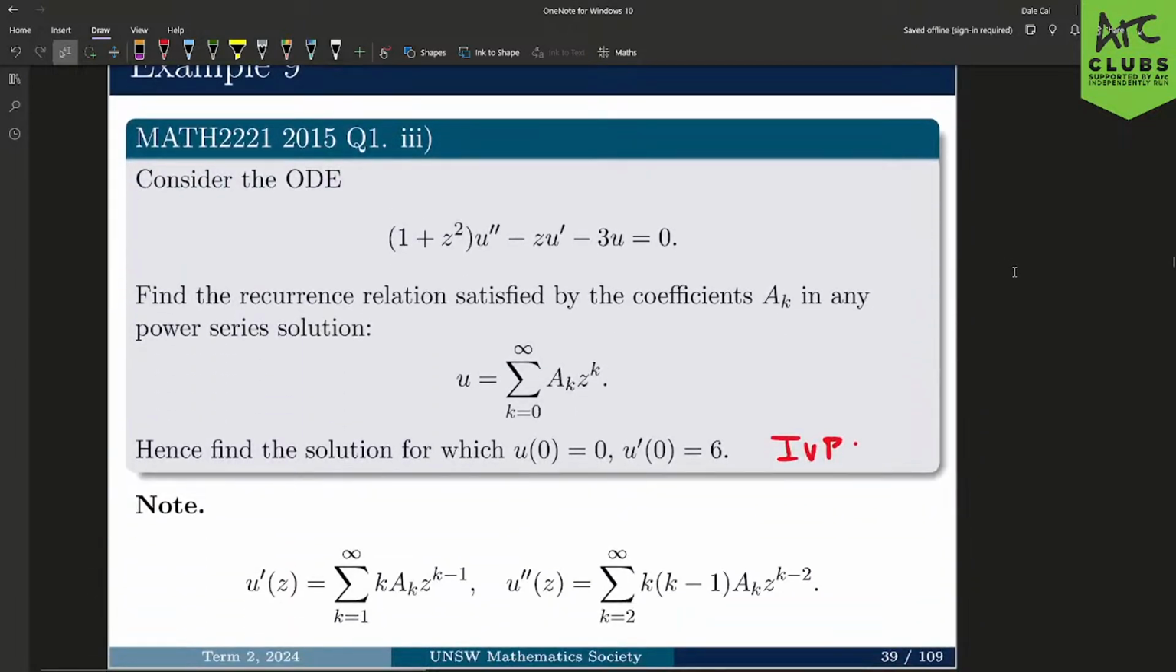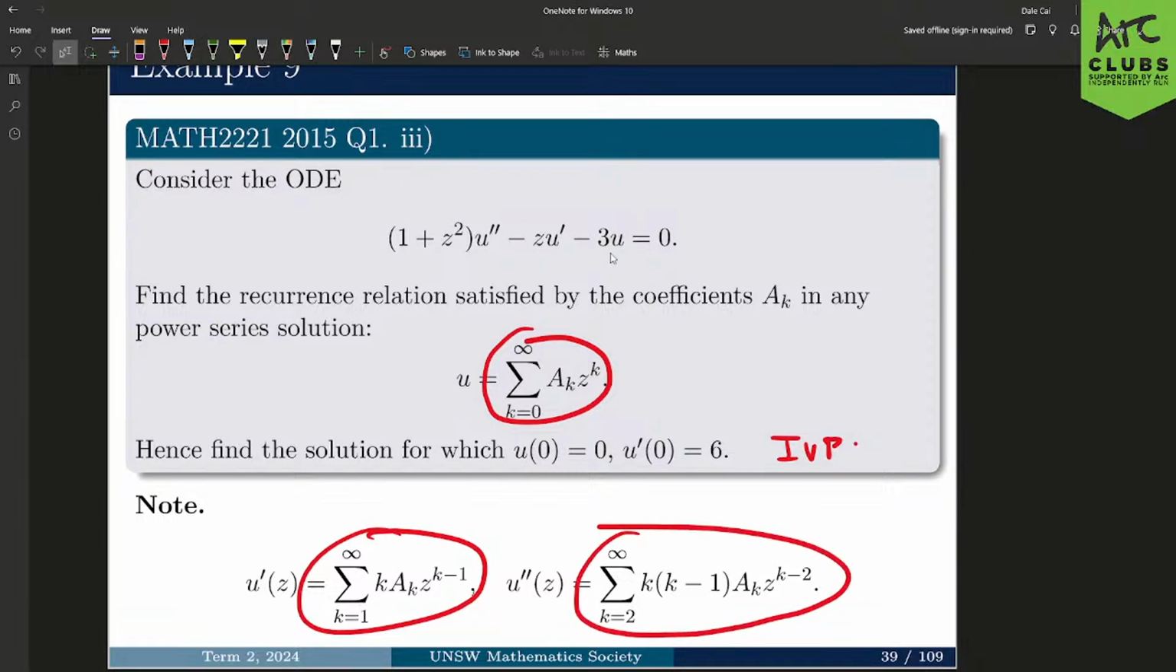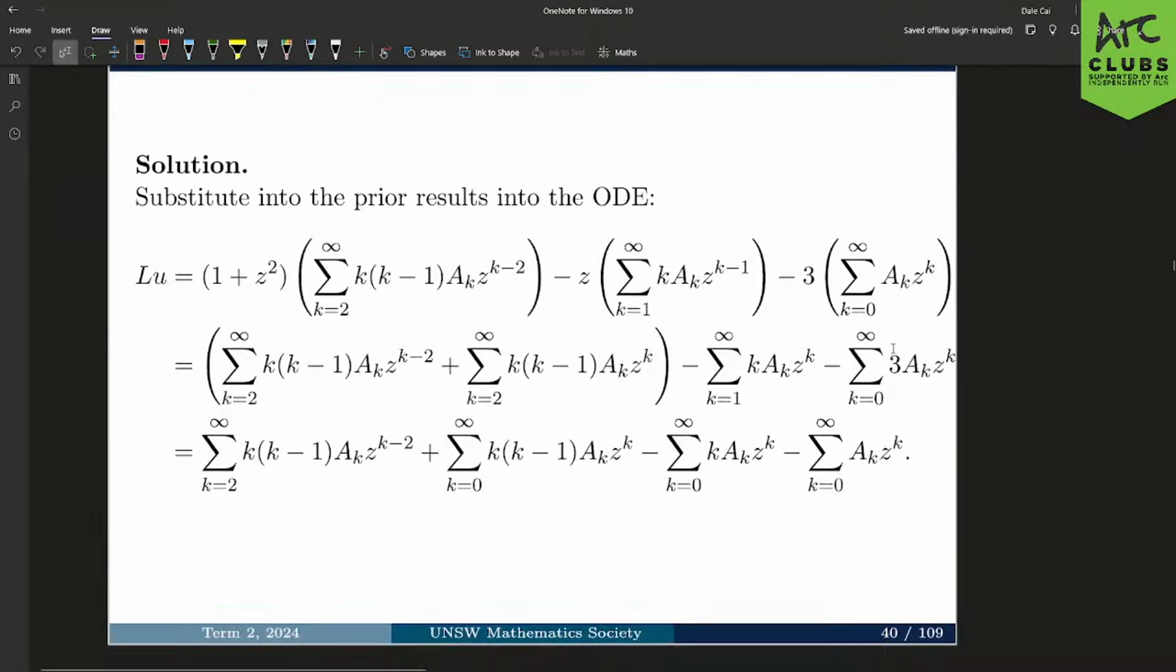Now this part of the course is extremely tedious. You need to plug this u and its derivatives into the original differential equation. So what will happen is you'll have 1 plus z squared of u double dash minus z of u dash minus 3 of u. So that was just the left hand side of the differential equation. Expanding the 1 out gives you this term. Expanding the z squared in gives you this term. So as you can see, it's k minus 2 versus a power of k. Minus, and then put the z in, you get z to the k inside, and then minus the sum of 3 a_k z to the k. That's just putting the 3 inside.